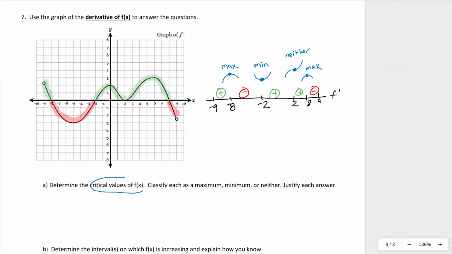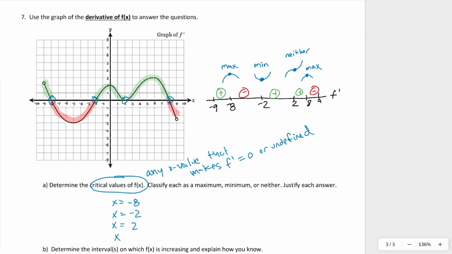So critical values are going to be any x value that makes the derivative equal to 0 or undefined. Now, we don't really need to worry about the endpoints here. We're just going to be looking at these x-intercepts where the derivative is 0. And so that's going to be at -8, at -2, at 2, and at 8.